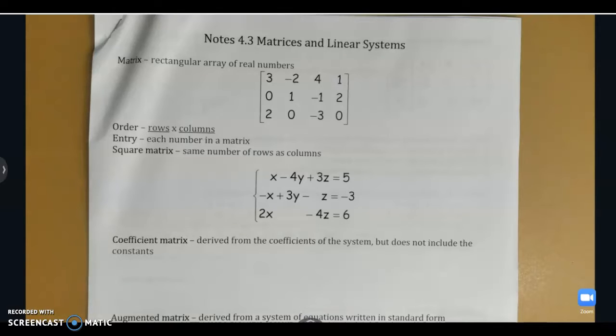Morning, we are now looking into how we can use matrices to solve our linear systems, specifically those more challenging ones that have three variables. So to start things off, let's just get some vocab out of the way.